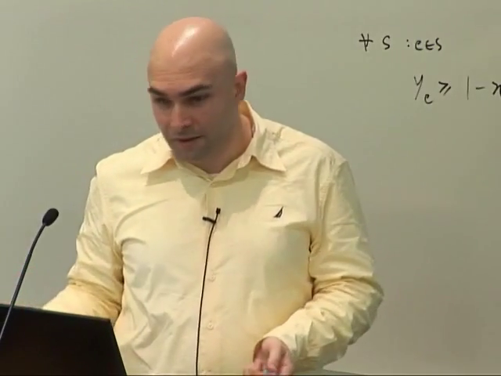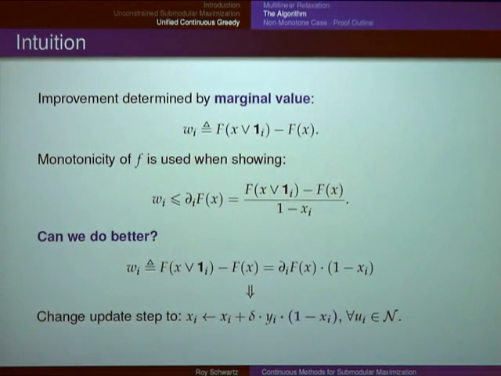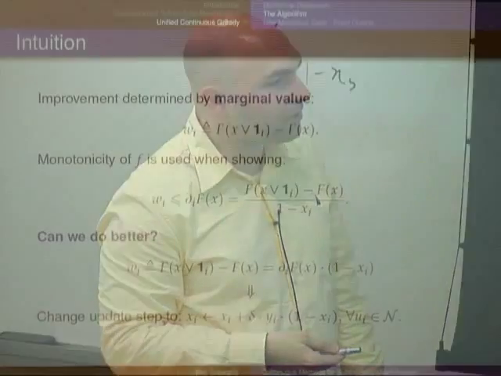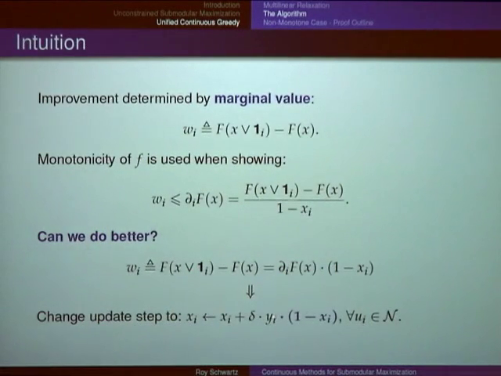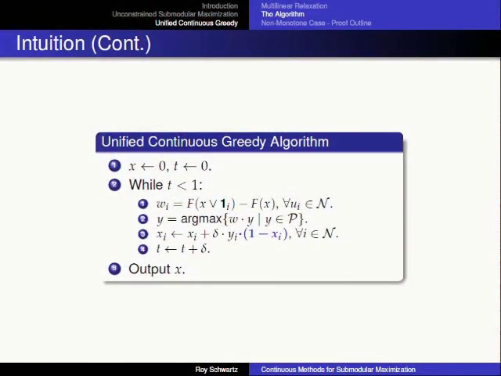So the question is, can we do better? What is actually going on here is that intuitively we would like to use the derivative, the gradient, not the marginal values. So how can we correct this? We know that the marginal value is actually the derivative times 1 minus x_i, just because it is multilinear. So we're just going to change the update step. Instead of adding delta times y in the coordinate of i, we're going to correct this in order to mimic the effect of the gradient, or the derivative. This seems quite intuitive, and this is essentially the algorithm we get now.